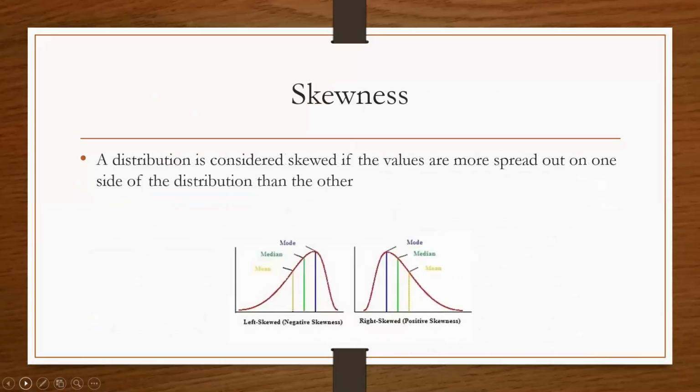And skewness. It's basically considered skewed if the values are more spread out to one side of the distribution than the other. You can tell skewness by following the tail. So in this case, you can see the tail goes off this way. It's left skewed. And for right skewed, the tail's over on the right and kind of skews up. These graphs pretty much demonstrate what I'm about to talk about right after this.